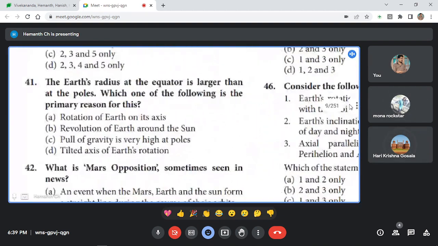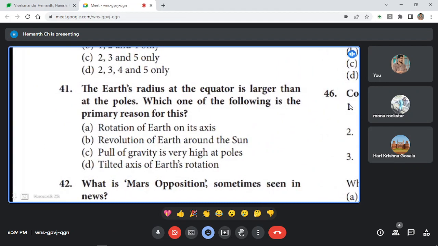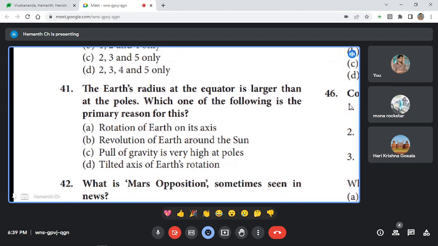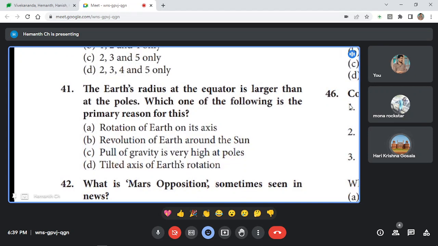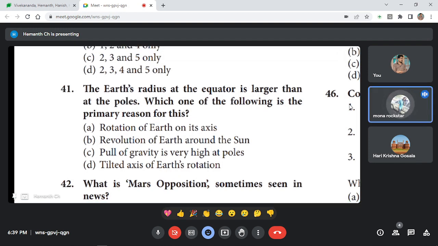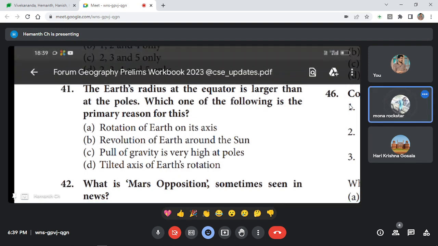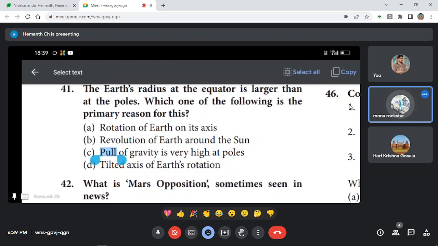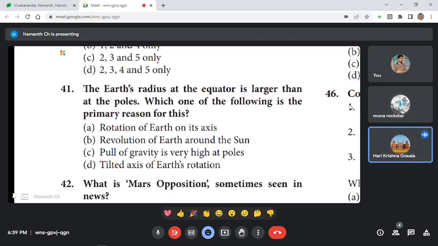Next. The Earth's radius at the equator is larger than at the poles. Which of the following is the primary reason? Rotation of Earth on its axis, revolution of Earth around the Sun, pull of gravity is very high at the poles, tilted axis of Earth's rotation. Monica, answer. The Earth's radius at the equator is larger than at the poles. True. Which of the following is the primary reason?